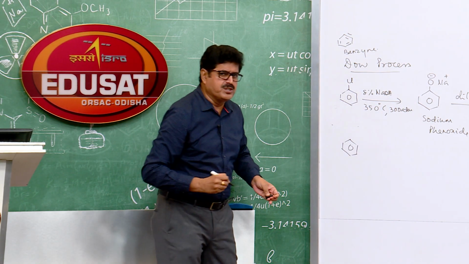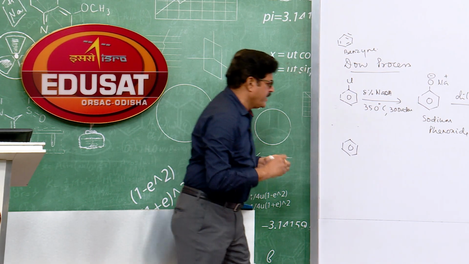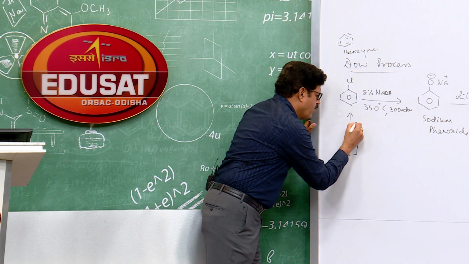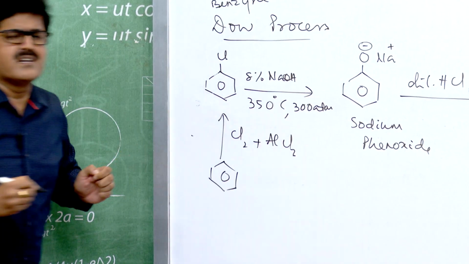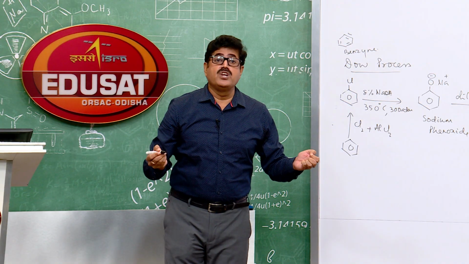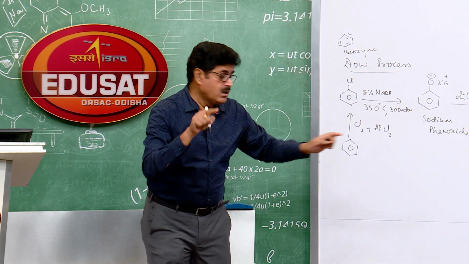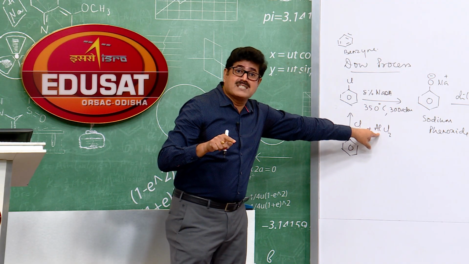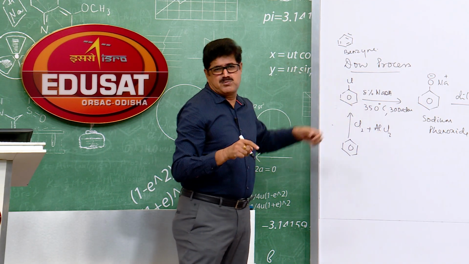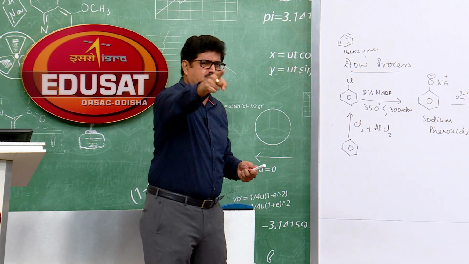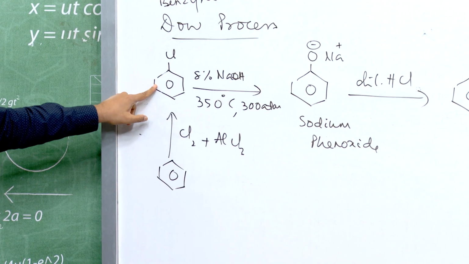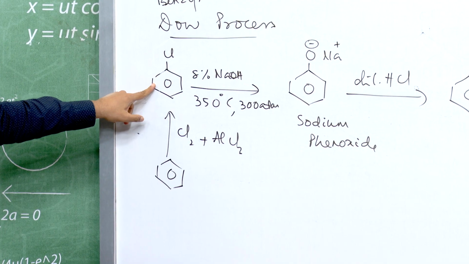I am starting with benzene now. Benzene is the starting material here. When benzene is treated with chlorine in the presence of a Lewis acid catalyst, AlCl3, it gives chlorobenzene. You know this. This is an example of electrophilic substitution reactions.